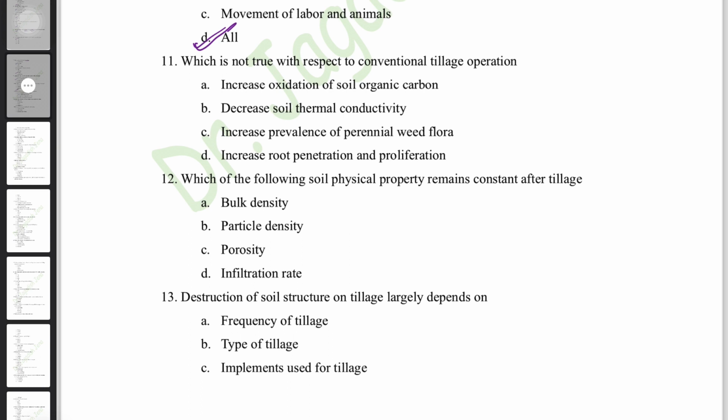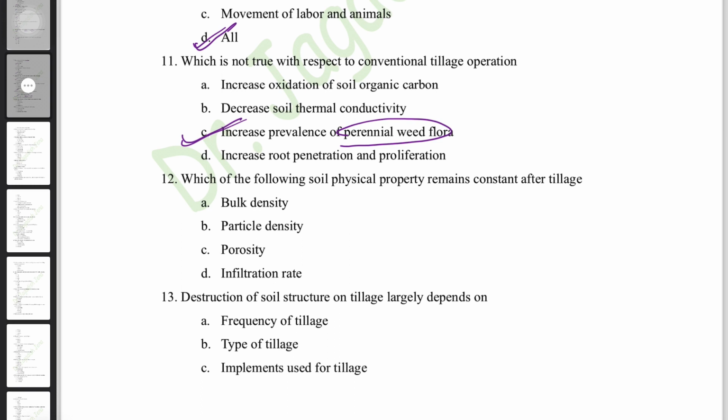Next, decrease in soil thermal conductivity. Yes, because when you are tilling the soil, you are breaking the clods and increasing the porosity. So when there is more porous soil, the thermal conductivity decreases. Then, increase prevalence of perennial weed flora. This is wrong actually. When we are going for conservation tillage, that means zero tillage and minimum tillage, then there is prevalence of perennial weed flora. Okay, so this one will be correct.